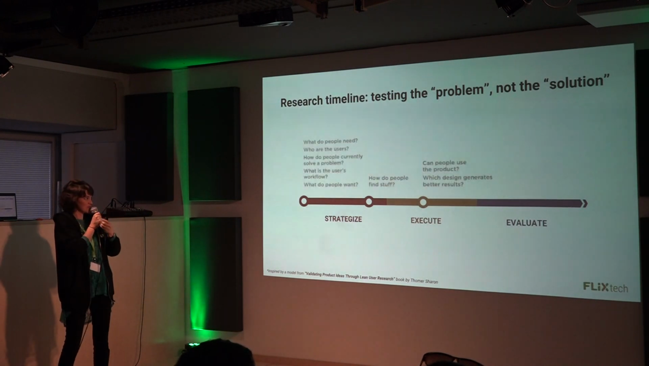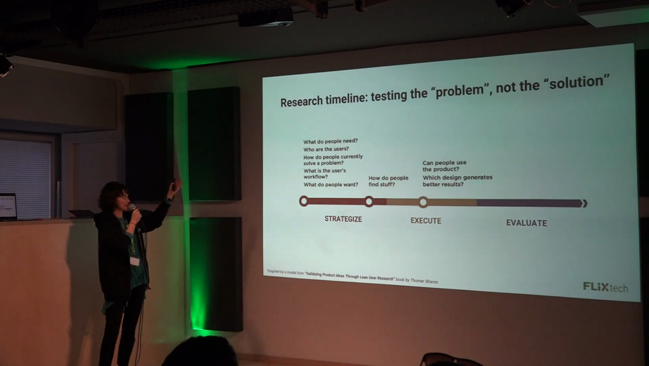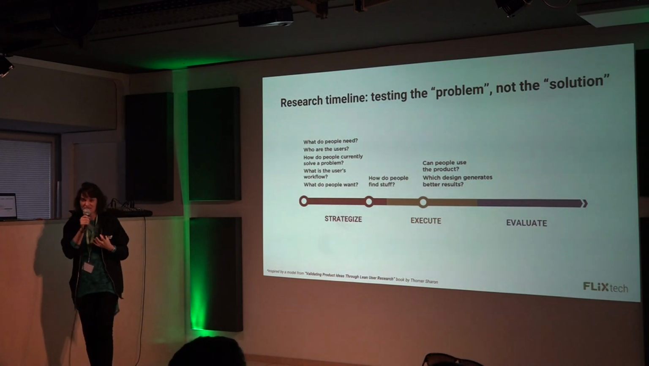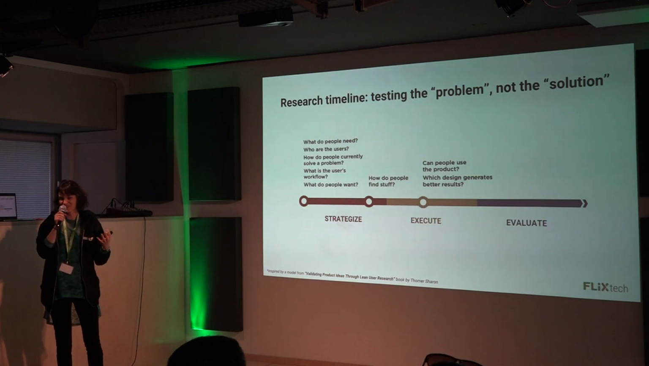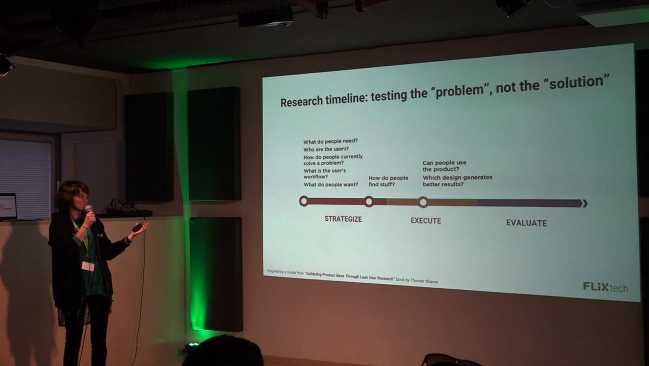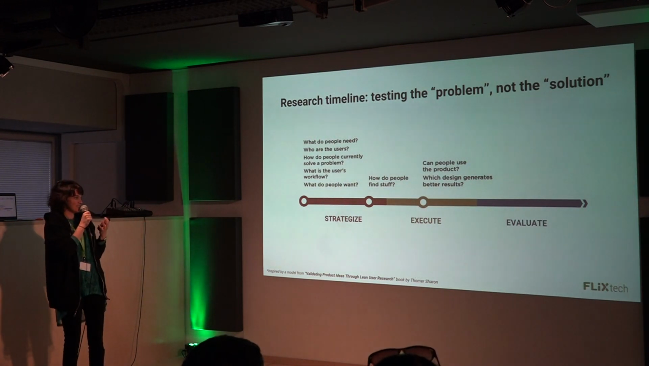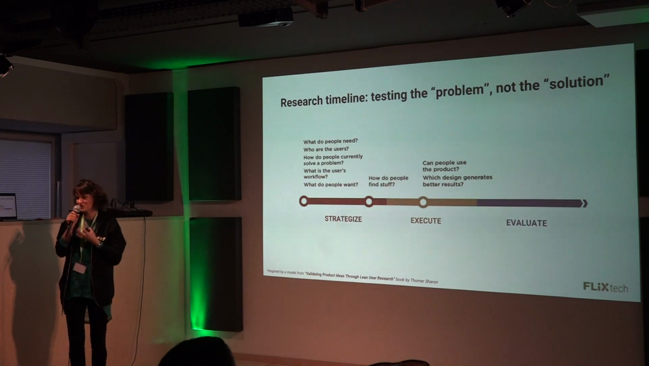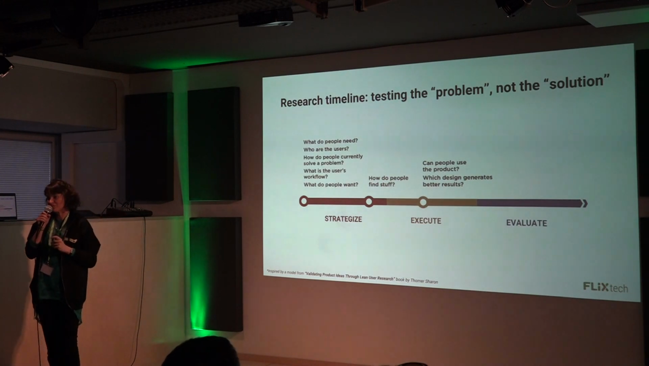So just some examples of questions. When we are in the strategy moment, we can ask, for example, what do people want? What do people need? Who are the users? Who do we want to talk to? So it's really about strategy. When we go to execution, it's more like, how do people find stuff? And evaluation would be like, which design is better? So you already have the two designs. You just need to decide which one to go.